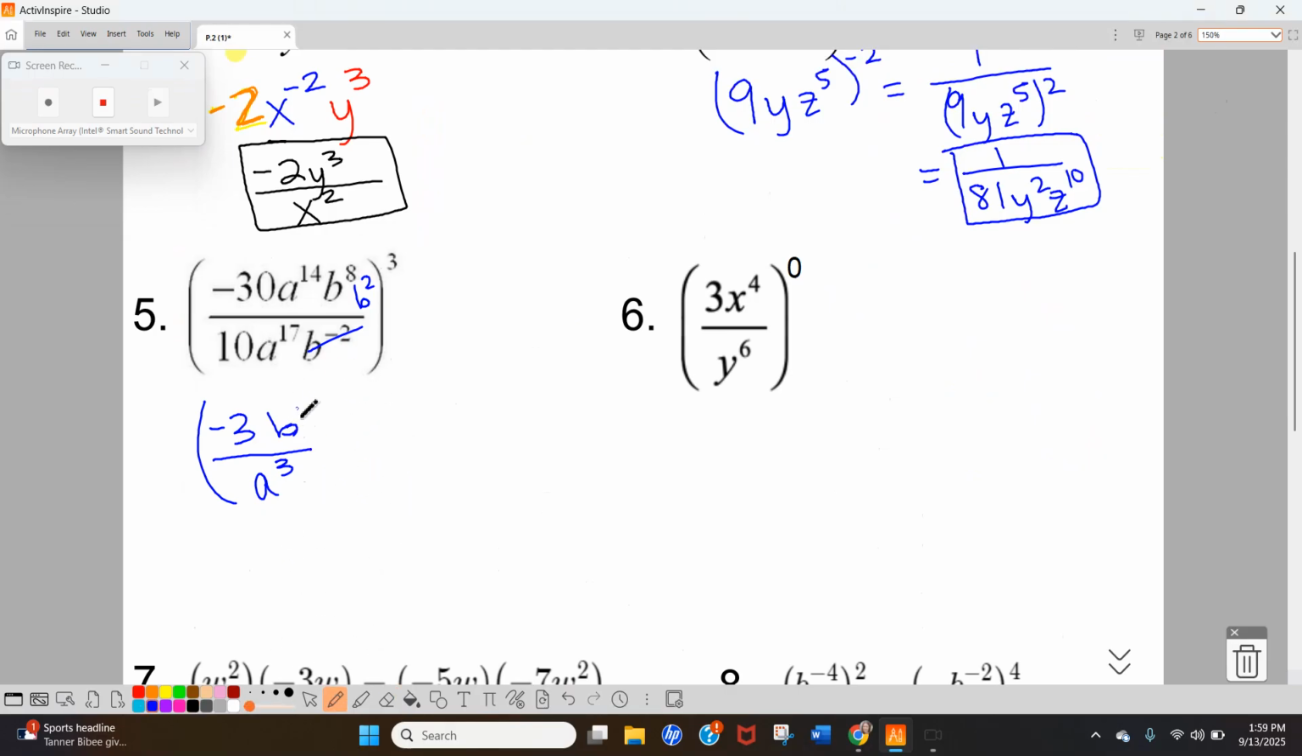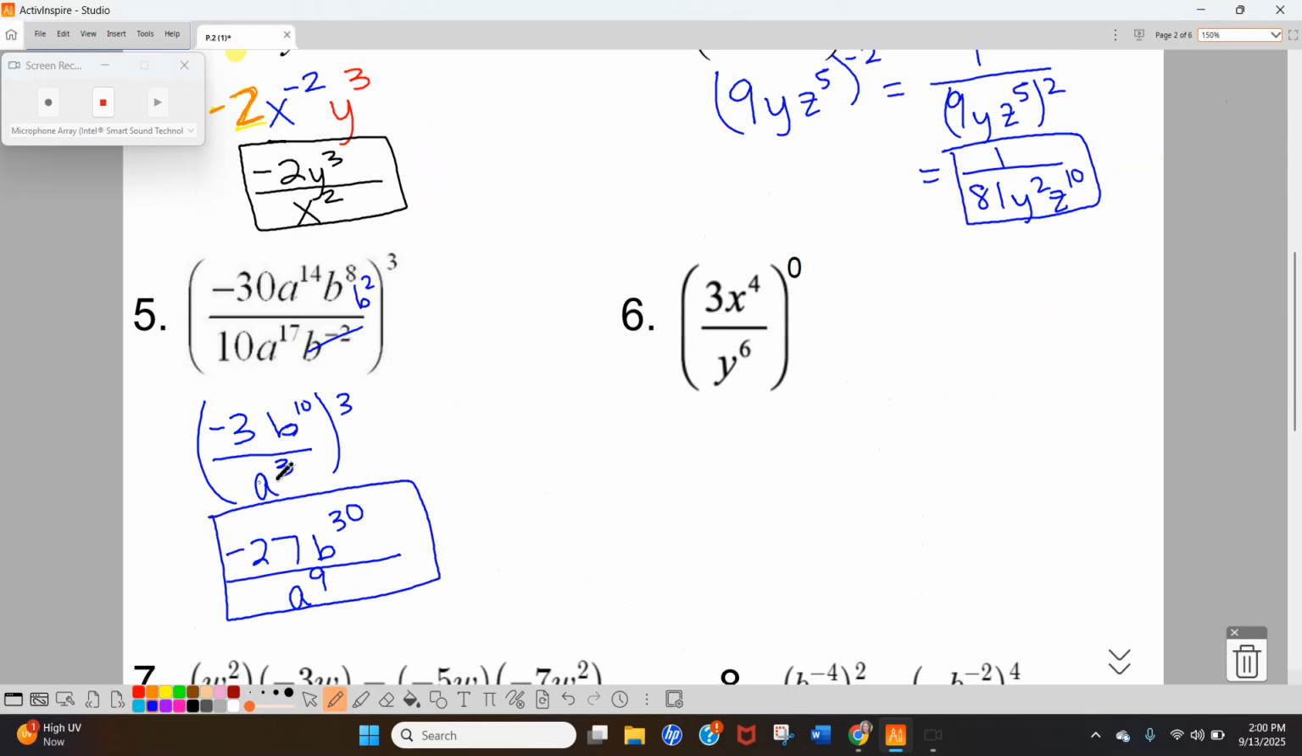What was this? B to the 10th, and then all of that to the third. All right, so -3 to the third. -3 times -3 is +9, times -3 is -27. It's a power raised to a power, so this becomes b to the 30, and then a to the 9th. And that's all for that one.